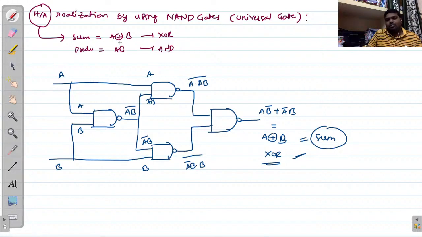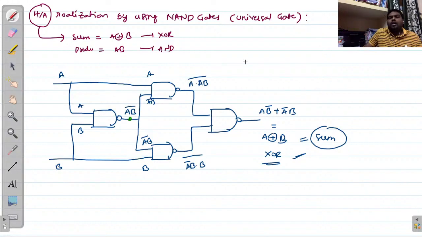In order to implement this carry, I will take this output. I am focusing on this particular output. Here the output is AB bar, right? So if I take the inversion of this AB bar, I will get AB. That means I will get carry also, right? So how do you get this inverted AB bar? With the help of a NAND gate.